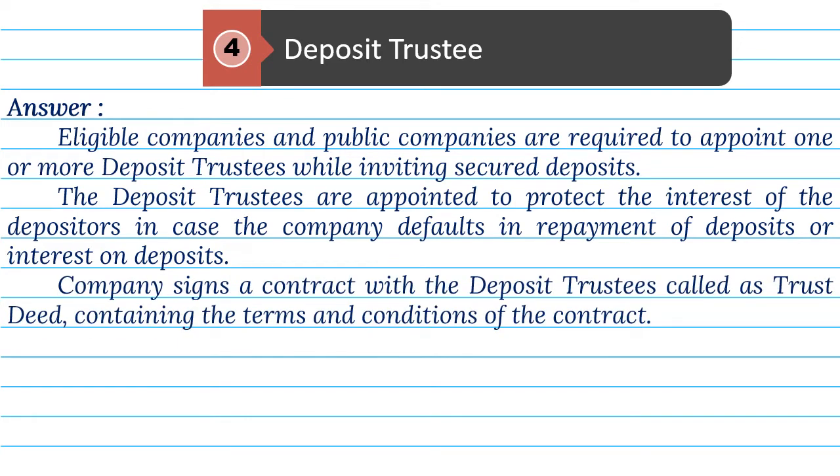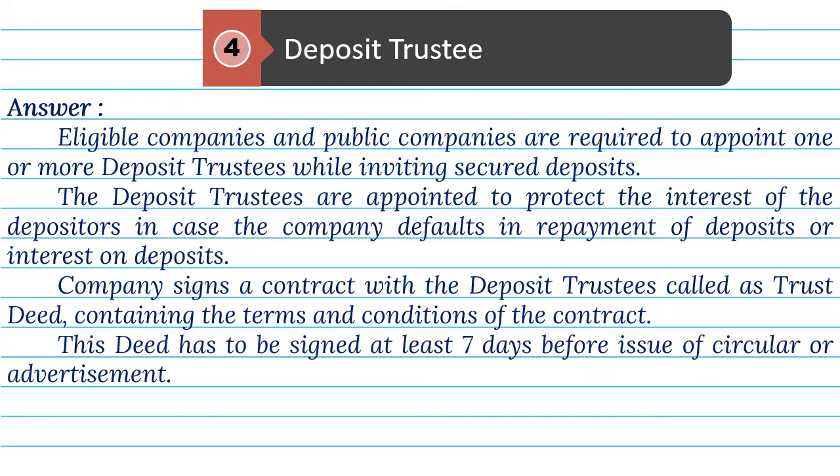Company signs a contract with the deposit trustees, called as trust deed, containing the terms and conditions of the contract. This deed has to be signed at least 7 days before issue of circular or advertisement.